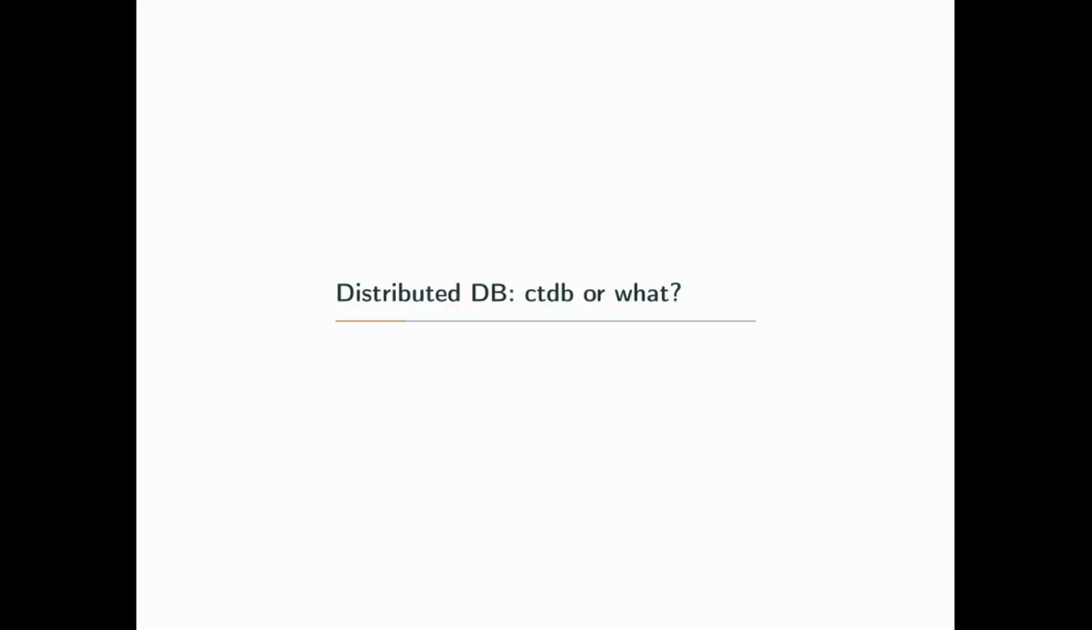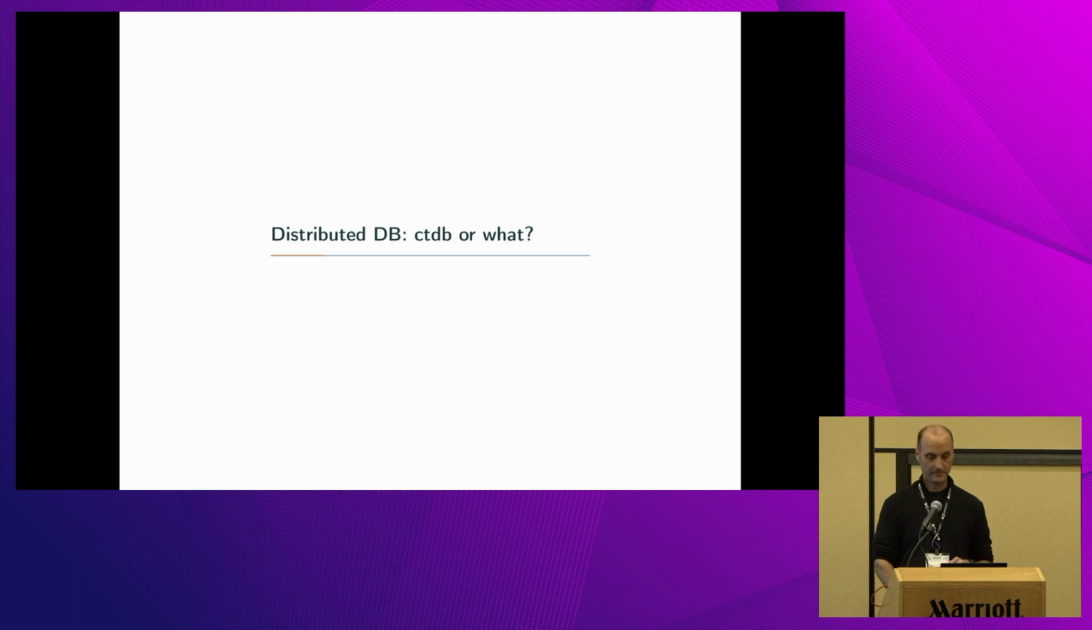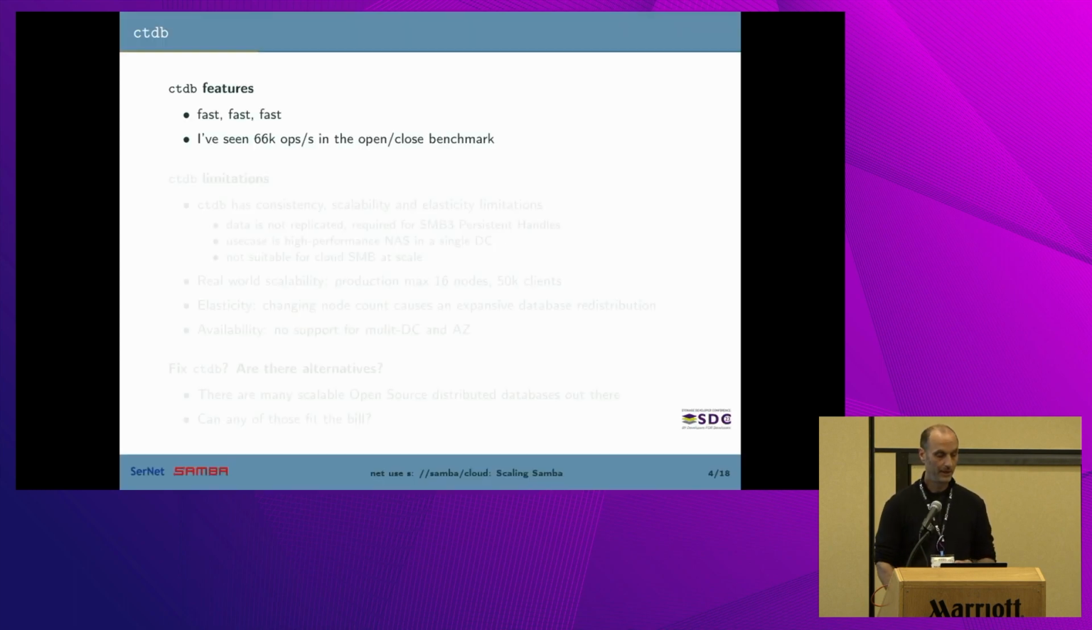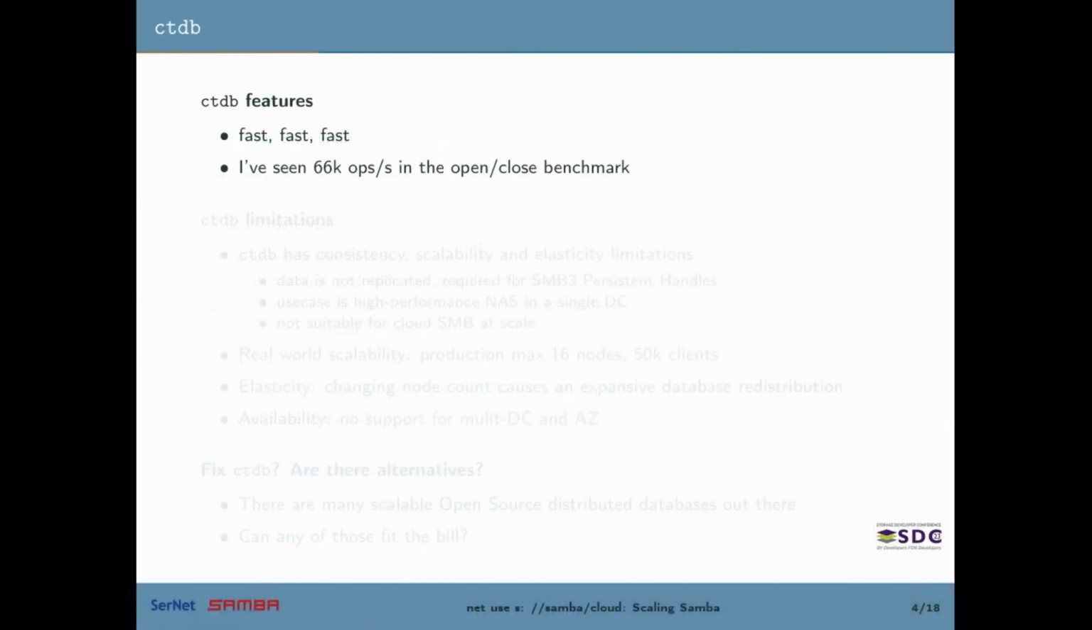So we need a distributed database. Can we use just CTDB or what else? So as mentioned before, CTDB, as I see it, the main core feature is it's just very fast, right? Do we have the numbers here? Yeah, I put them there.